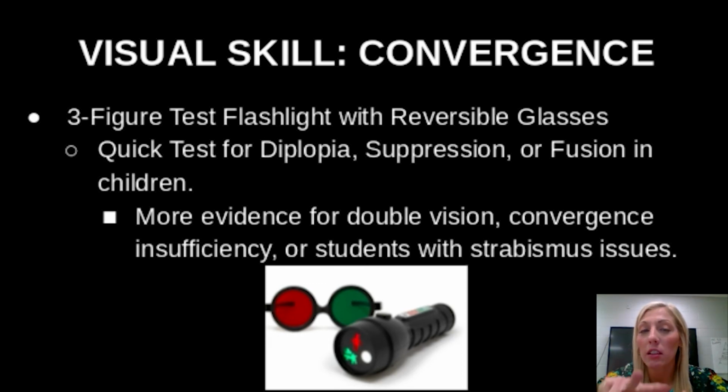This is a light that has the 3 figures. If you have the glasses on and they're having issues, they won't see one of the figures, and you can automatically document it. Then you switch the glasses, which are reversible, so that color will go on the other eye. You're going to be able to tell if there's a convergence issue by using this one as well.